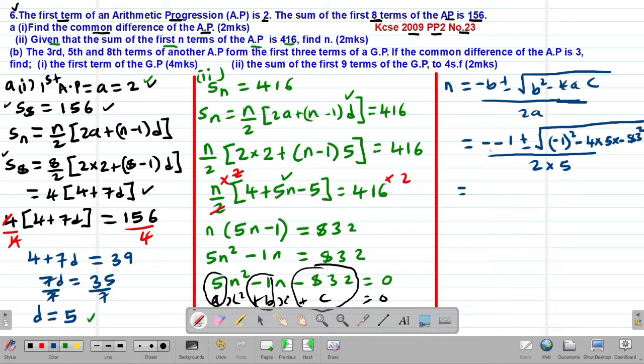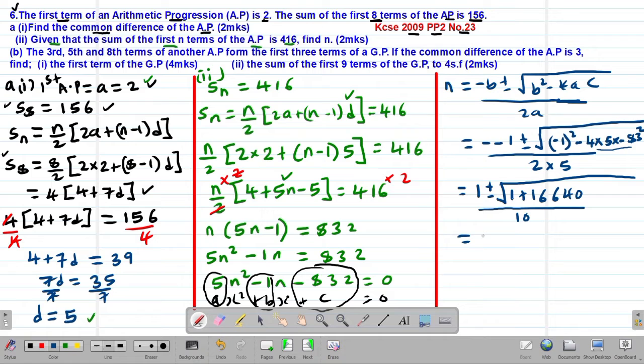So n will be equivalent to -1 by -1. That is negative by negative, you'll get +1, plus or minus the root of -1 squared, which will just give you +1, minus 4 times 5 times -832. Of course, negative will give you a positive. So you'll get a positive 640. That is the multiplication of 4 by 5 by 832. Then divided by 2 by 5, you'll get +10.